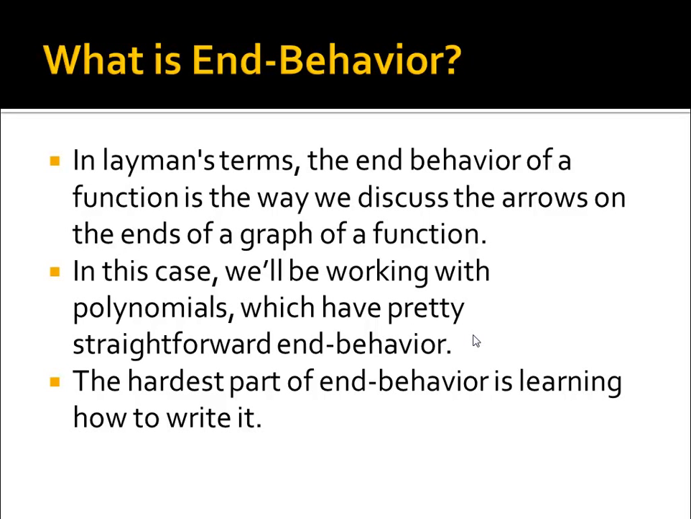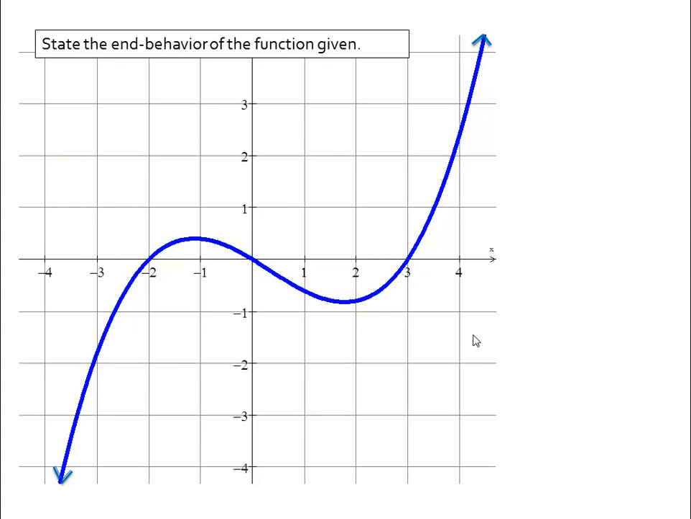Even if you forget how to write it, you should always use words to express something. Even if you just write out with words what the end behavior is, there's some serious partial credit points in there. So, given this function, we need to state its end behavior.